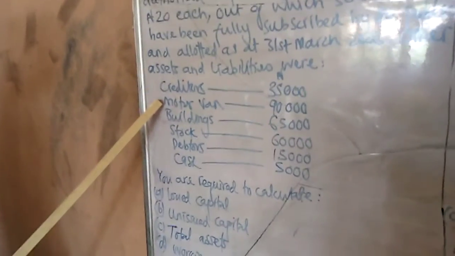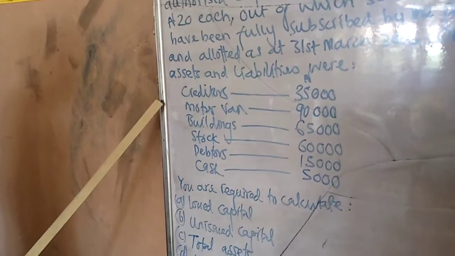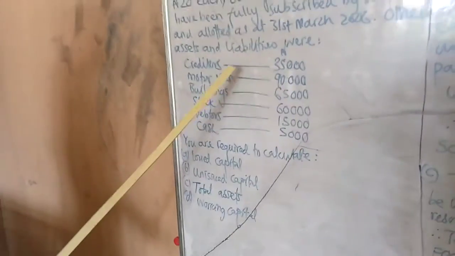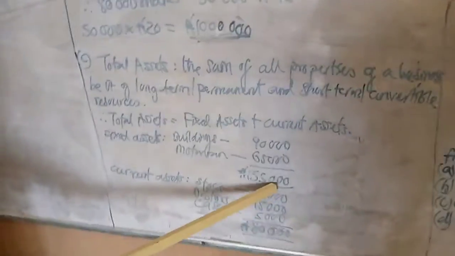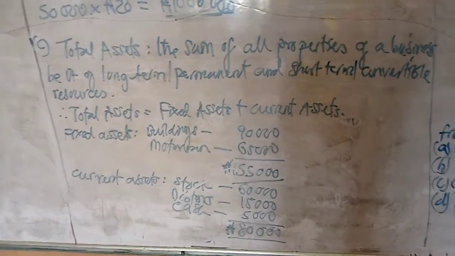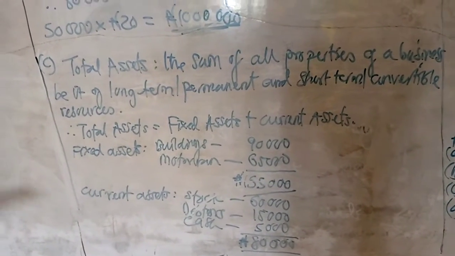Motor van, yes, it's a property. Building, yes, it's a fixed property. Stock, it's a property, but not fixed assets. So also debtors and cash. So the only fixed items you have here is motor van and buildings, and which sums up to what? To 155,000 naira.